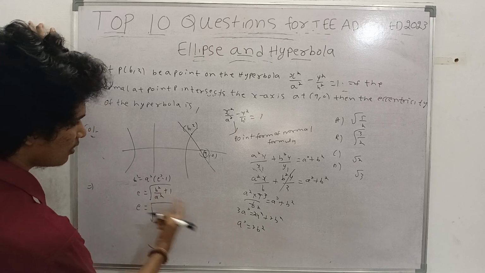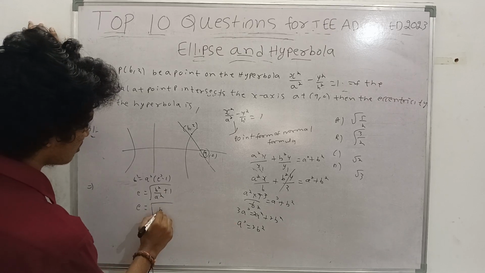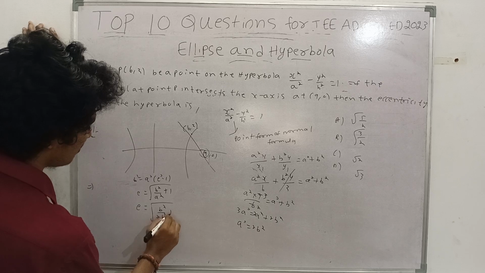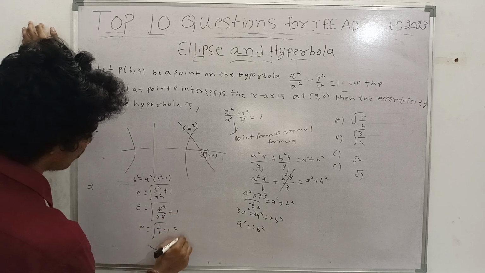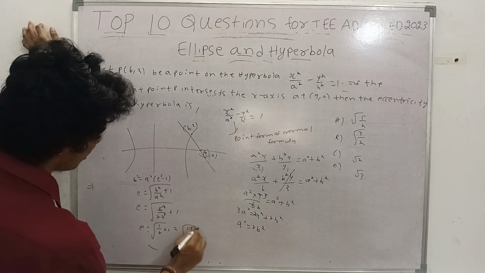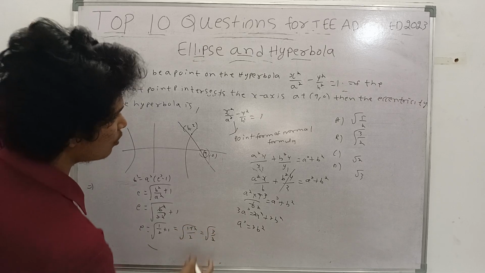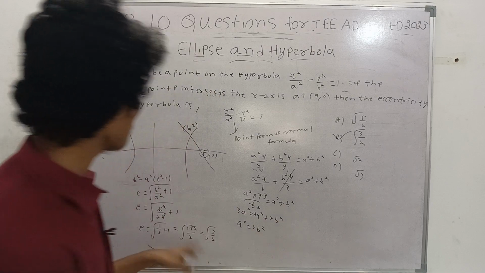e equal to root of b square by a square plus 1. It is 2b square by b square plus 1, b square is cancelled, e equal to root of 1 by 2 plus 1, it will be root of (1 plus 2) by 2, it will be root of 3 by 2. So root of 3 by 2 is the answer. So like this you have to solve.